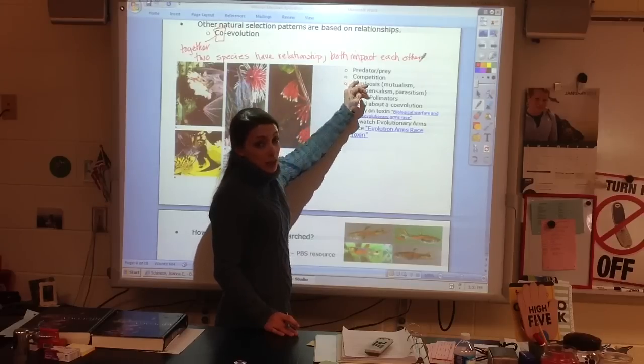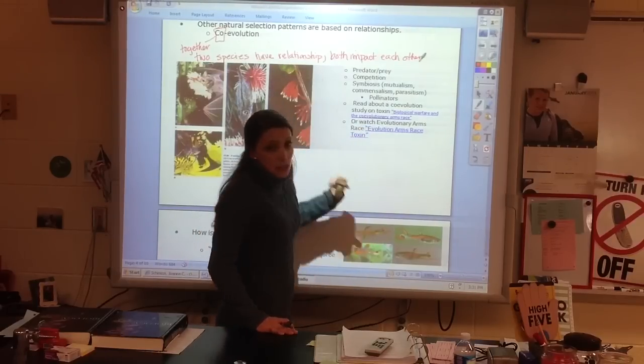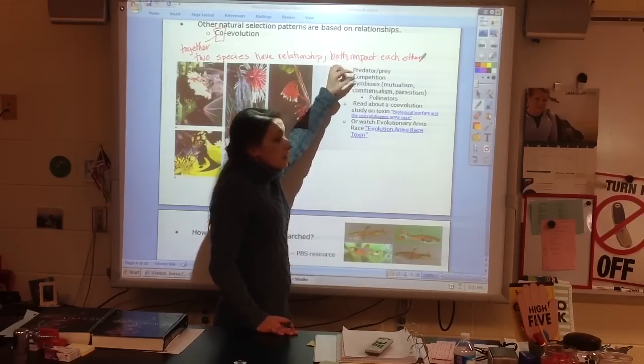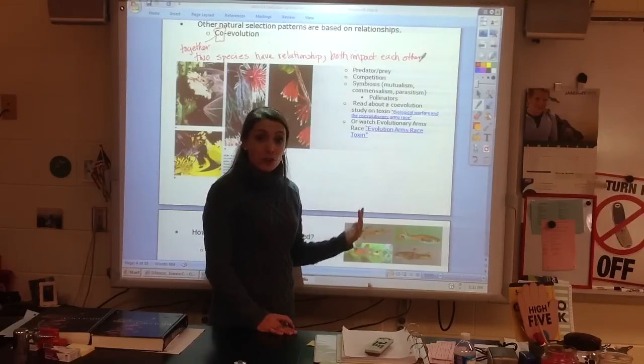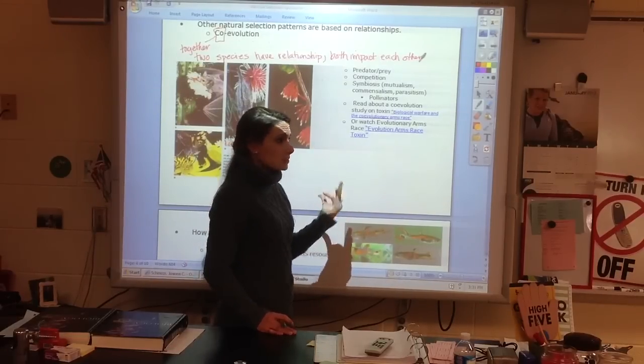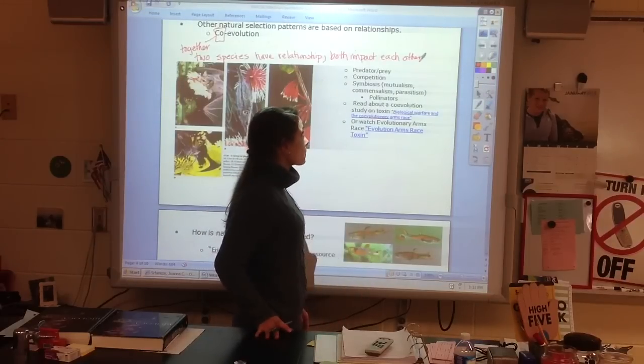We also see it in competition. Keep in mind, this is two species, so this is not competition for mates. This might be competition for food. This might be competition for space. This might be being able to outrun a natural disaster, which would even be an example.